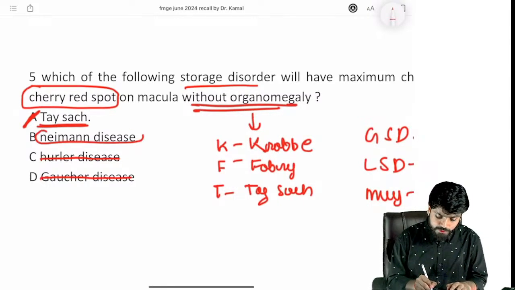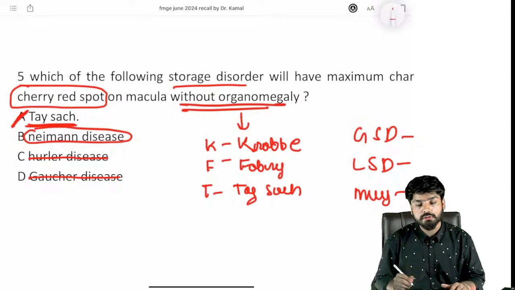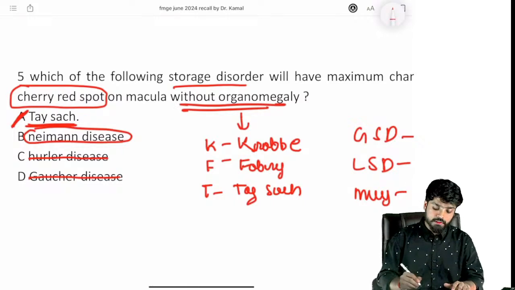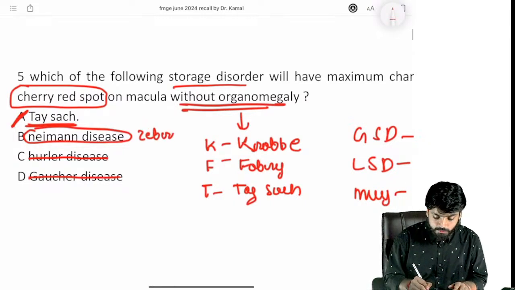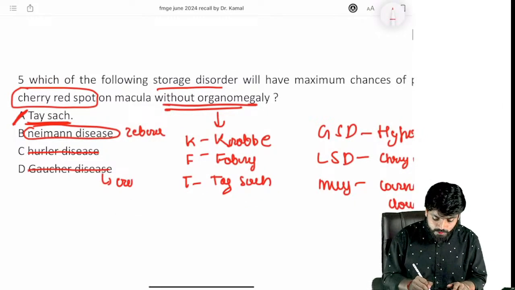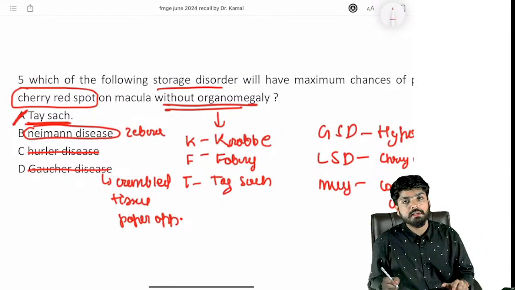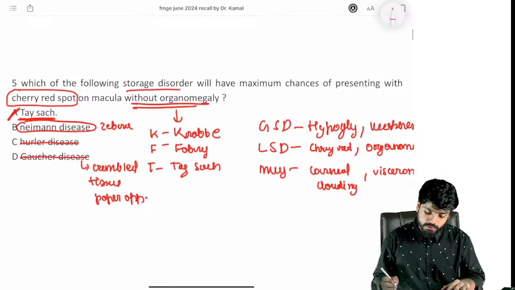Niemann disease presents with both of them. It has cherry red spot also, it has organomegaly also. Other thing that we know about Niemann disease is zebra bodies. For Gaucher disease, we have crumpled tissue paper appearance. I hope you remember the enzymes deficient in them. It's good for your knowledge.